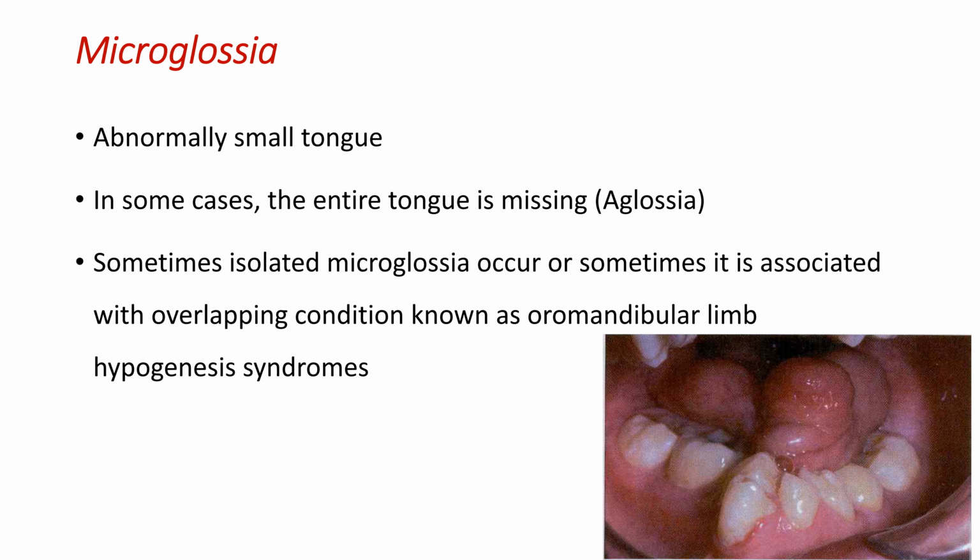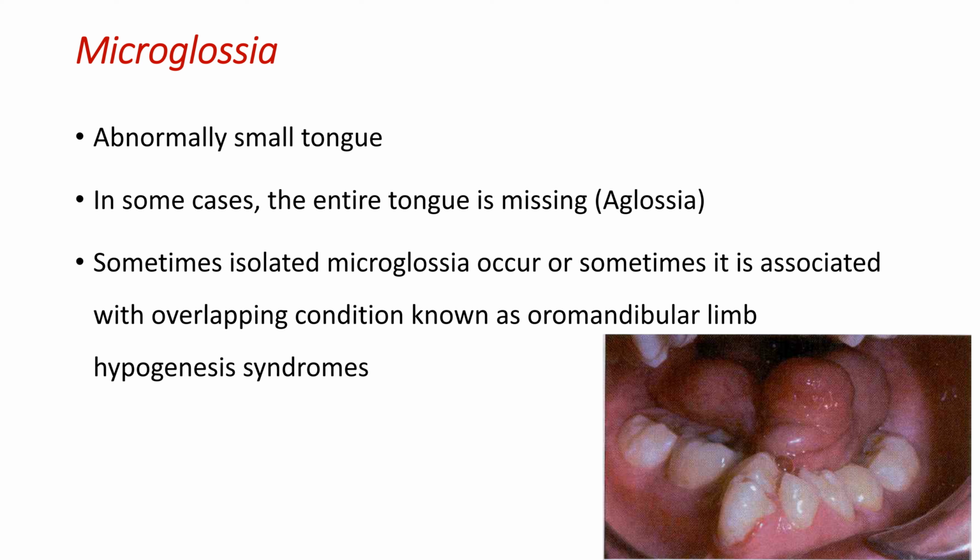The first developmental disturbance of the tongue I will discuss is microglossia. Micro means small, glossia means tongue, that means abnormally small tongue. It is an uncommon developmental condition of unknown cause which is characterized by an abnormally small tongue. In rare cases, the entire tongue is missing, that is known as aglossia. Aglossia means the entire tongue is missing, there is no tongue.